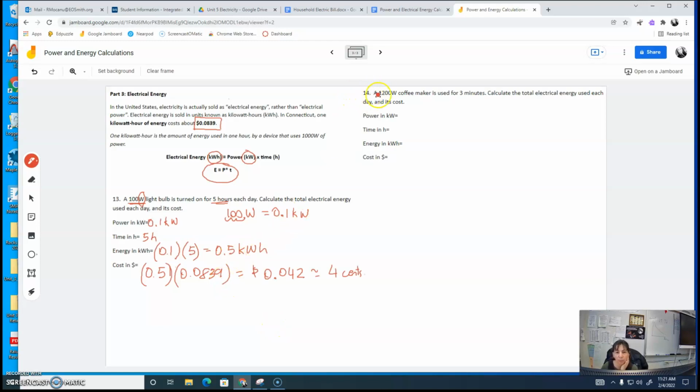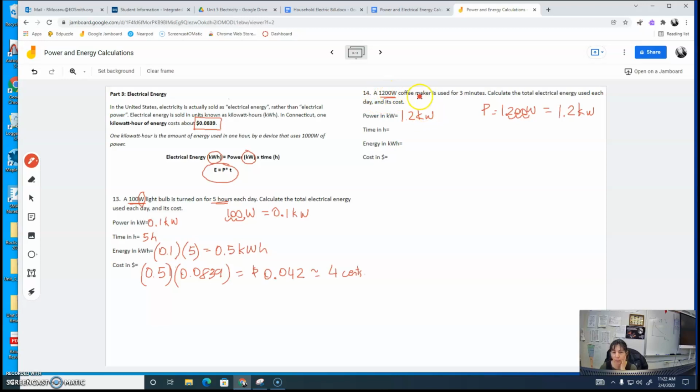Let's do another problem. Problem number 14. In this problem, we have a coffee maker that's 1,200 watts. What is that watts giving me? That's giving me the power. So the power of my coffee maker is 1,200 watts, which I know if I want to do anything with electrical energy and use this formula, I'd better convert it to kilowatts. So 1,200 watts, I'm going to convert it to kilowatts. 1, 2, 3. I've got to move my decimal point 3 to the left. So that's going to give me 1.2 kilowatts. So that's my power, 1.2 kilowatts.